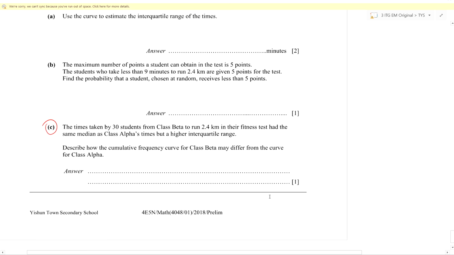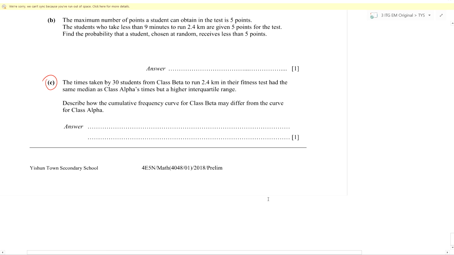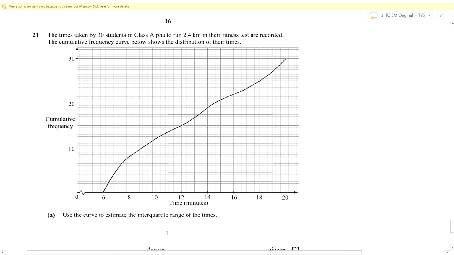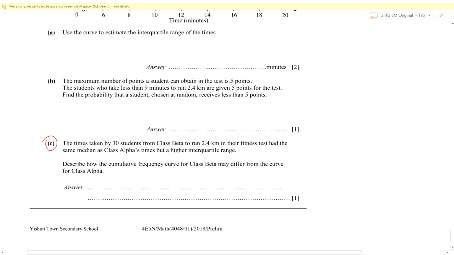Question 21C. Okay, so this is an explanation question. 30 students from class beta run a fitness test, same median. If it is the same median, it means that it passes through the same midpoint. So out of 30 students, 15 will be the middle. My class beta graph is going to pass through this point. They have the same median. But class beta has a higher interquartile range.